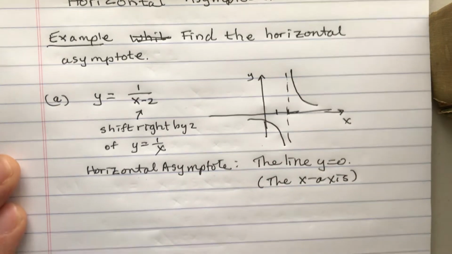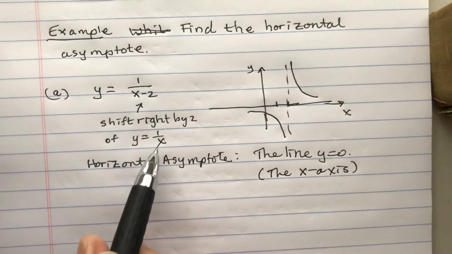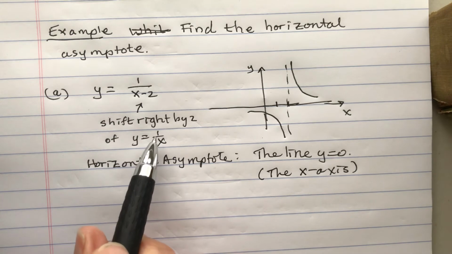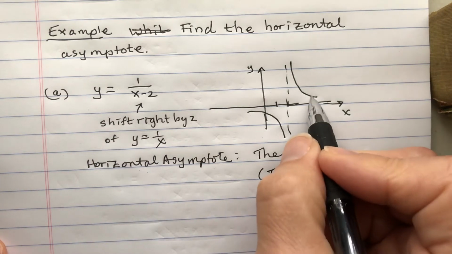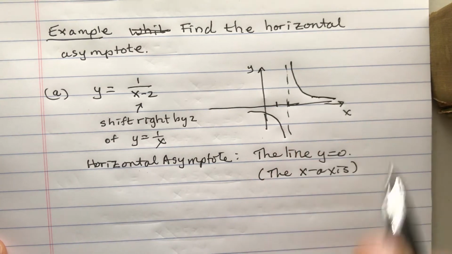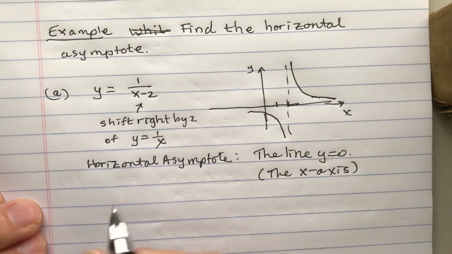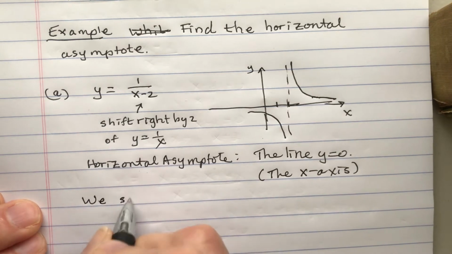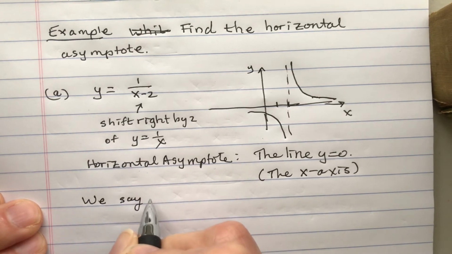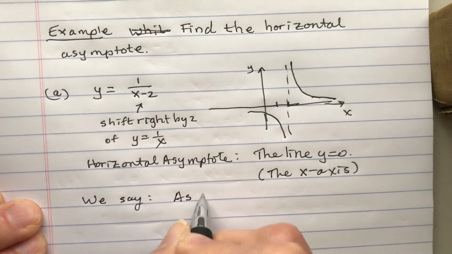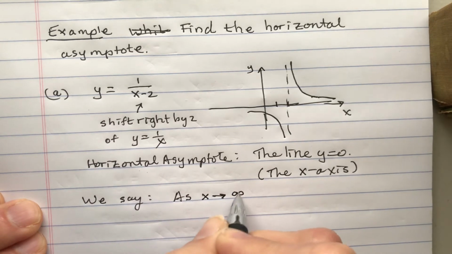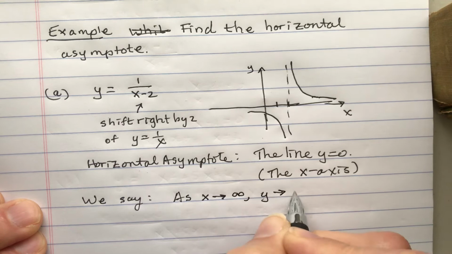Okay, now how do I know that? Because we've sketched this graph, we plotted points. What is a horizontal asymptote? It's a horizontal line that the graph gets closer and closer to. And we say as x arrow, which means approaches infinity, y approaches 0.